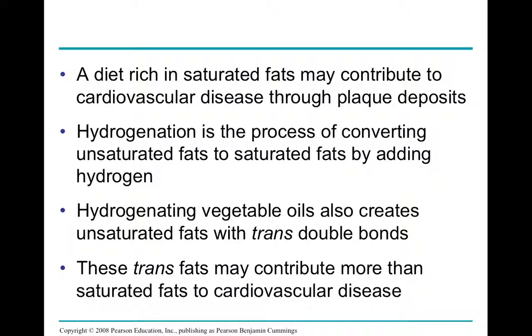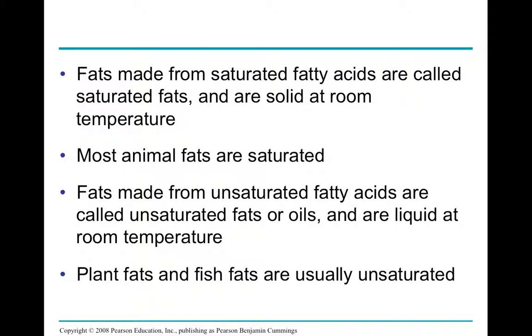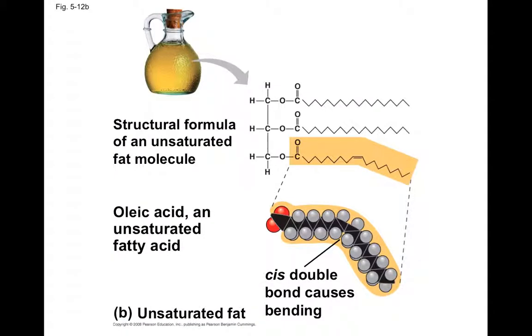So these trans double bonds will contribute more than saturated fats to cardiovascular disease. What trans double bonds means is basically you make a double bond that, instead of making a kink or making it curved, makes it straight again. This particular double bond is a cis double bond, so that means they're going in two opposite directions, but trans just means it flips it over and then the molecule keeps going straight.